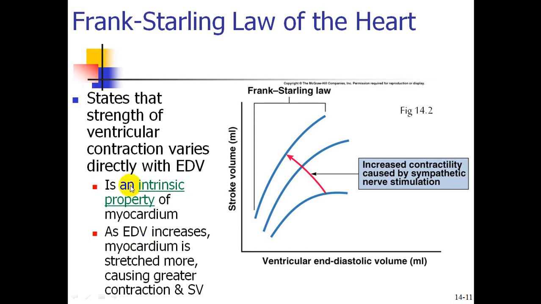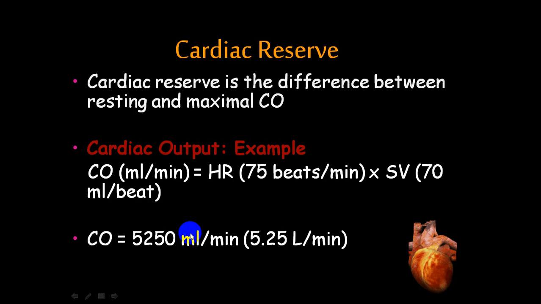This is the Frank-Starling mechanism, an intrinsic property of the myocardium. As the end diastolic volume increases, the myocardium is stretched more, and there is more actin-myosin interaction, causing a greater contraction and greater stroke volume.